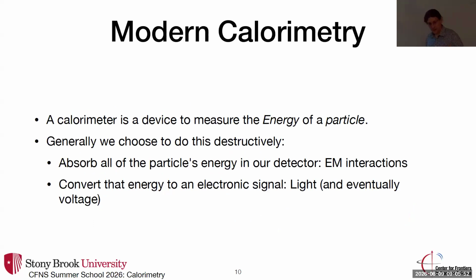In modern physics calorimetry, a calorimeter will measure the energy of the particle, and we're going to do that through those EM interactions, same thing, but then convert the energy to an electronic signal rather than liquid water. And generally we do that by producing an amount of light and then converting that light into a voltage.